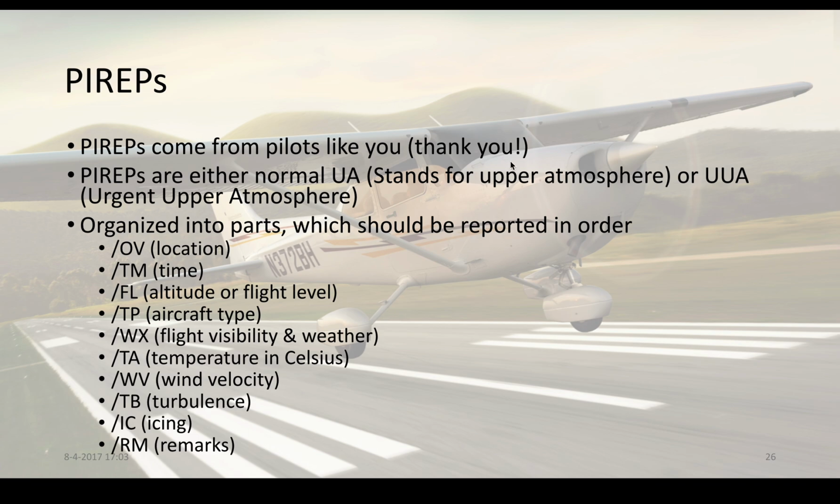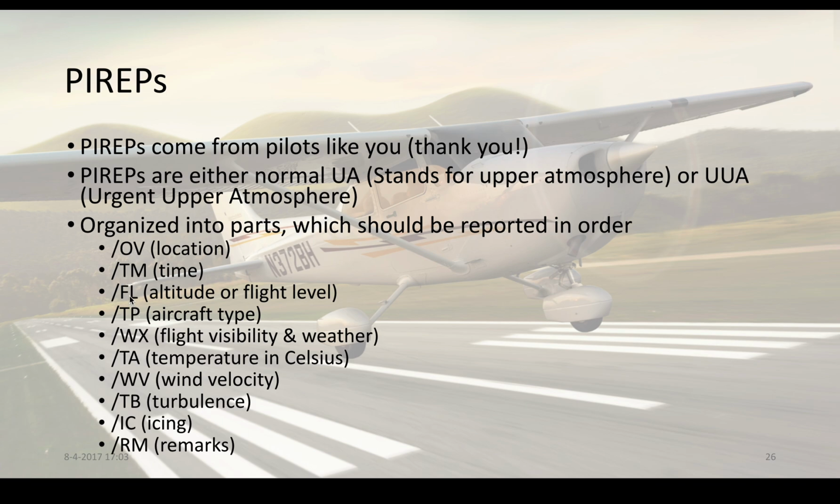And they're either normal UA, which means upper atmosphere, or UUA, which is urgent upper atmosphere. So that's what UA stands for. Why that relates to PIREPs, I'm not sure. But maybe it's because the report comes from the upper atmosphere, I guess. I don't know. But it's organized into different parts, and this is sort of the format it'll follow. So first one is location. What are they over, OV?